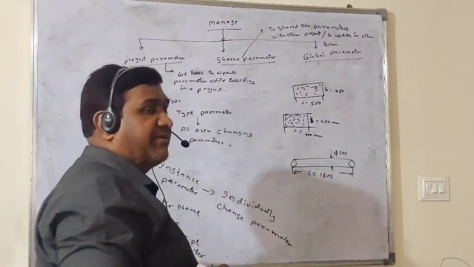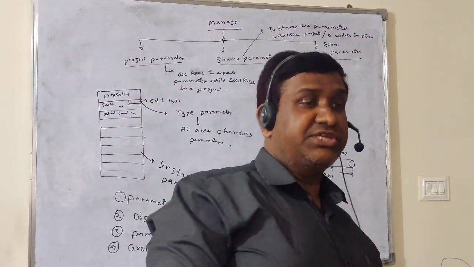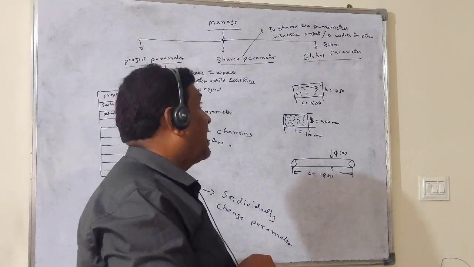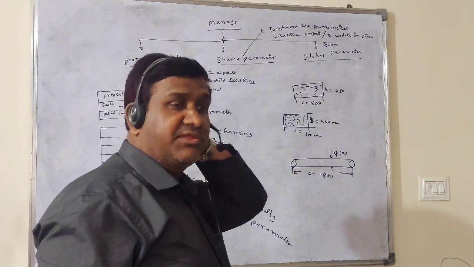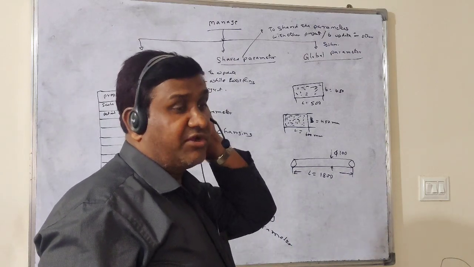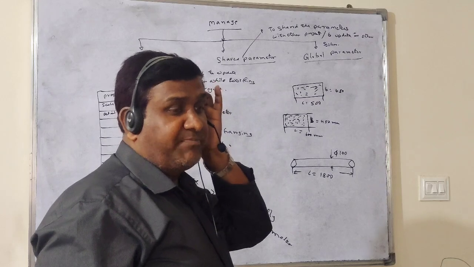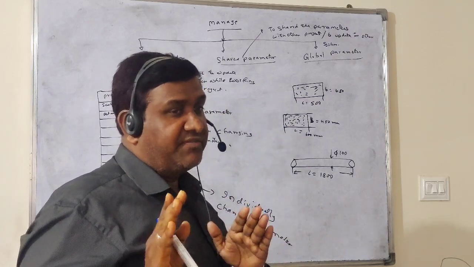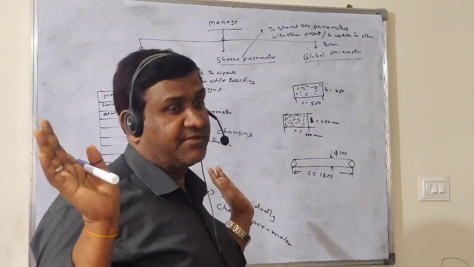Okay, shared parameters are nothing but a way to share information with other projects, or to update it in another system. That is possible, but project parameters are not shareable, because project parameters are only for a particular project, whereas shared parameters we can share across multiple projects.